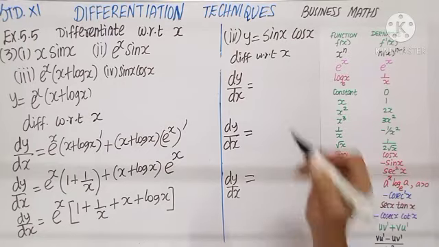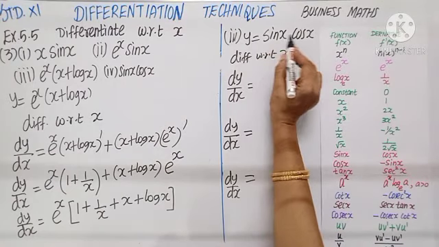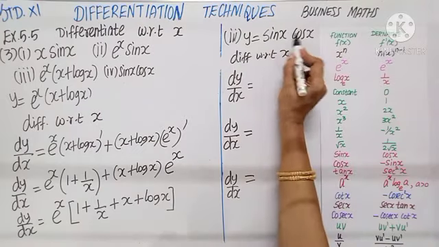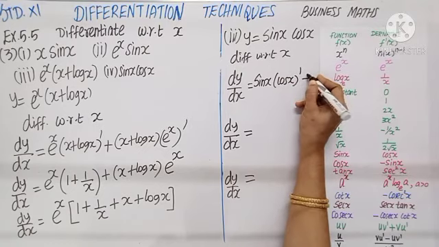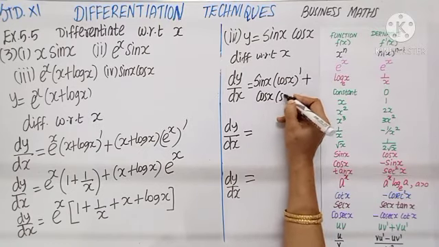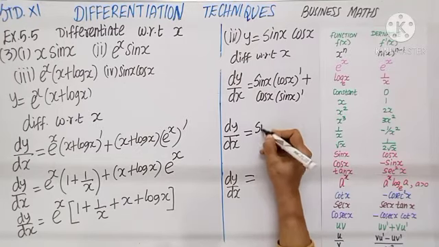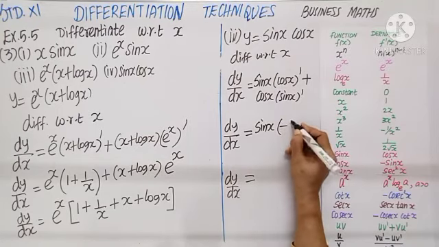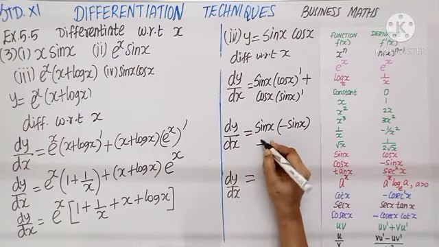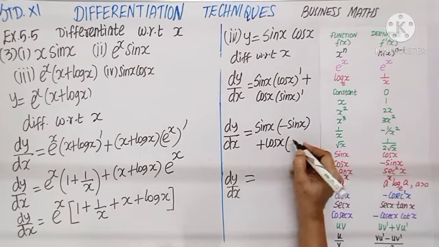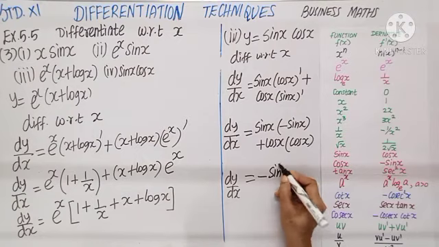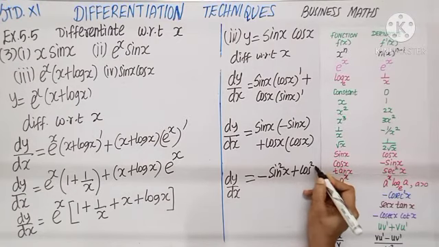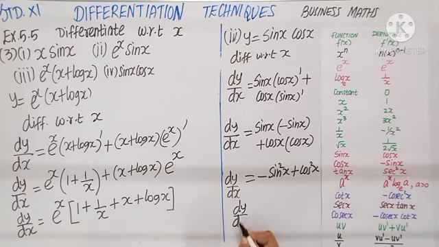Subdivision 4, y is sin x into cos x. Again there are 2 terms. Keep the first term, differentiate the second term, plus keep the second term, differentiate the first term. Sin x into cos x will become minus sin x, plus cos x into sin x will become cos x. It is minus sin square x plus cos square x, or we can simplify this as cos 2x.